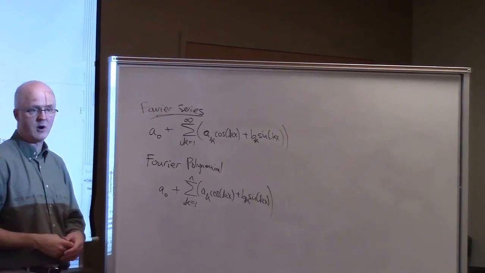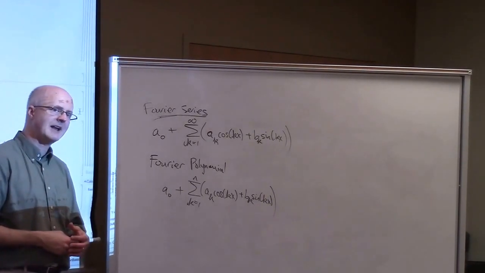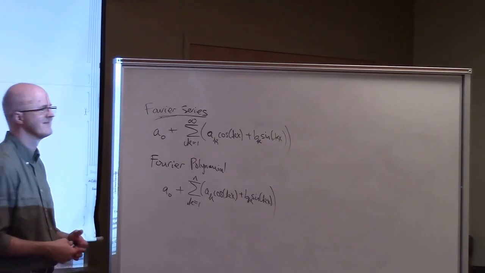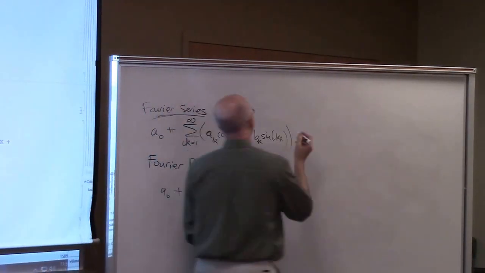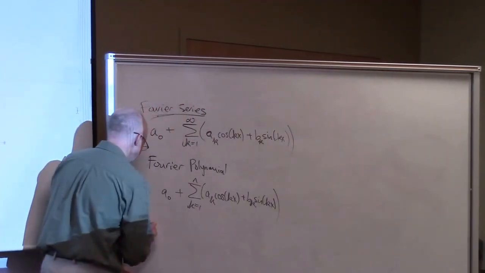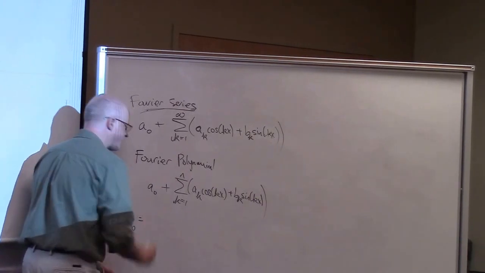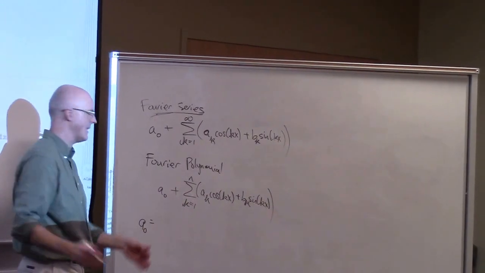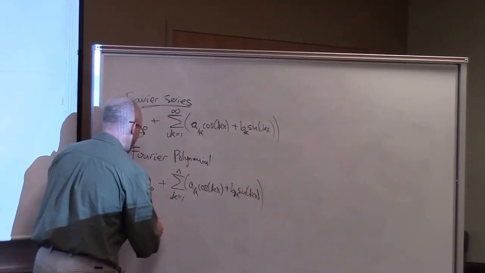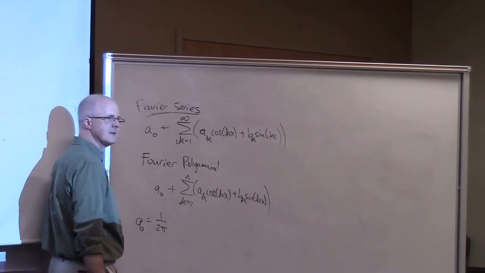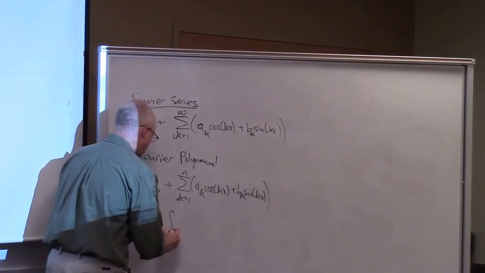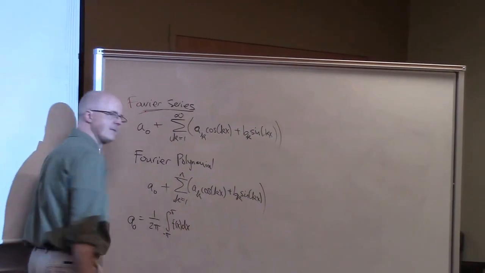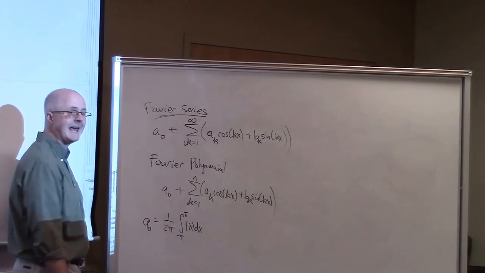There are formulas for these coefficients. These formulas are kind of complicated because the formulas for the a's and b's involve integrals. Turns out that a0 is the average value of the function that you are approximating over the interval from negative pi to positive pi. That interval has length 2 pi, so it's 1 over 2 pi times the integral from negative pi to pi of the function we are trying to approximate. That's what a0 is.